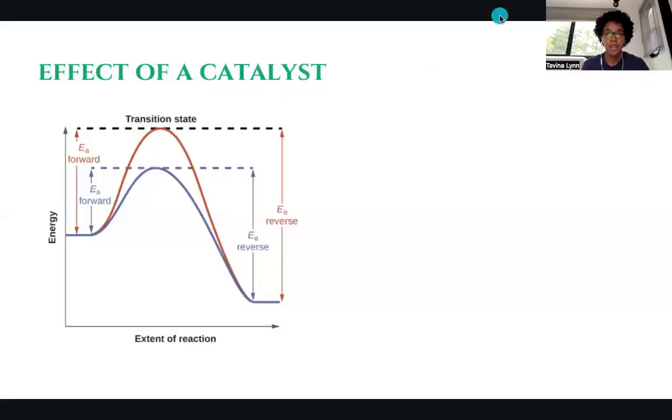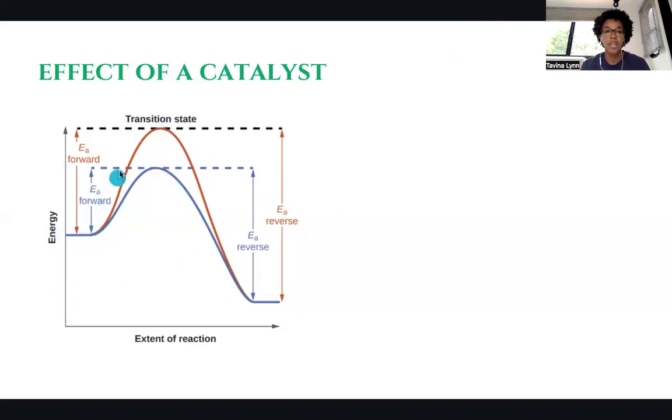Okay, so the final piece that we will look at is the effect of a catalyst. So I'm showing a reaction diagram. This is a single step elementary reaction, right? Because we have one hump, which indicates a single step, right? It only goes through one transition state.